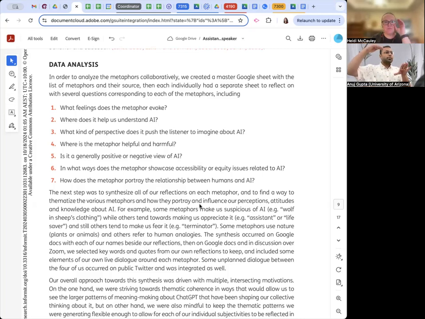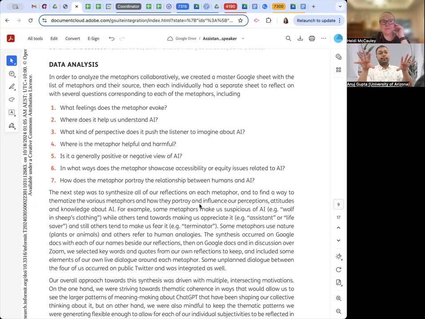And those questions then became new columns on our Excel sheet. And then each row was basically a metaphor. And then we try and answer each of those column questions for each metaphor. So, for example, the parrot metaphor, what kind of feeling is it evoking? How is it helping us understand for each of those metaphors?